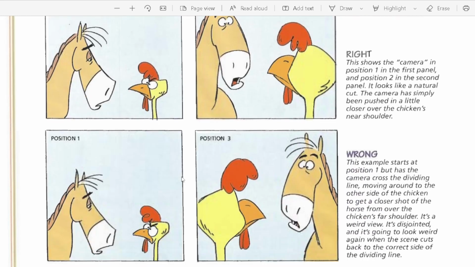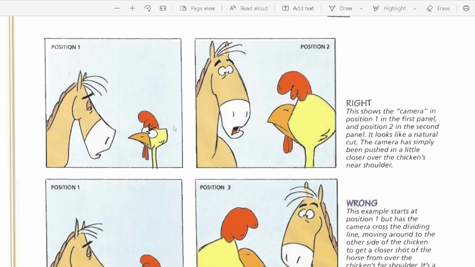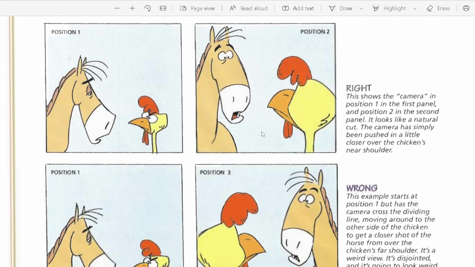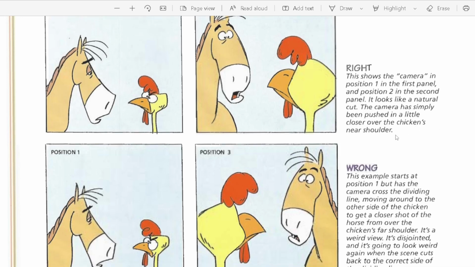Here is the right way. This shows the camera in position 1 in the first panel and position 2 in the second panel. It looks like a natural cut. The camera has simply been pushed in a little closer over the chicken's near shoulder.